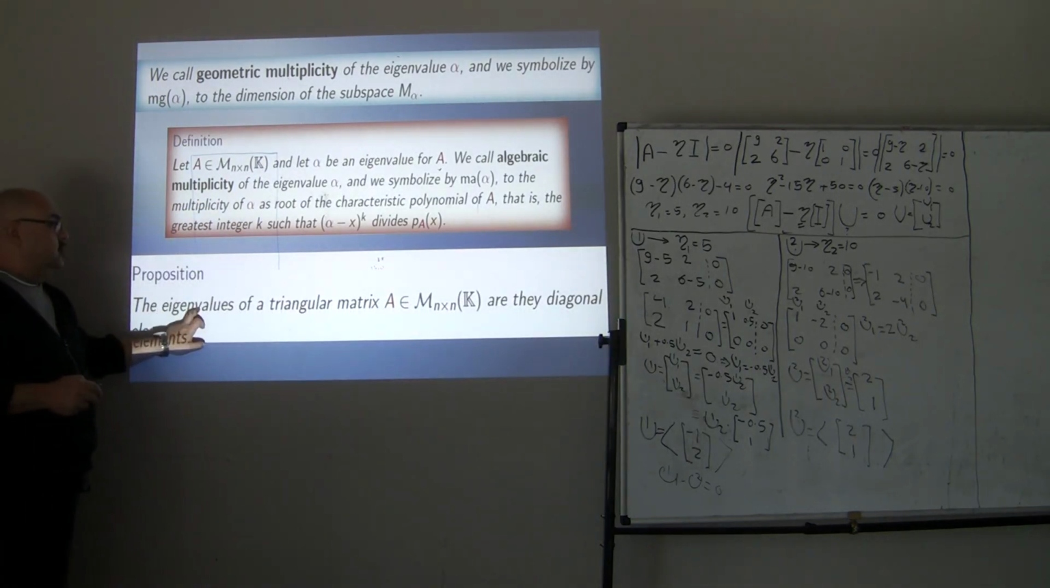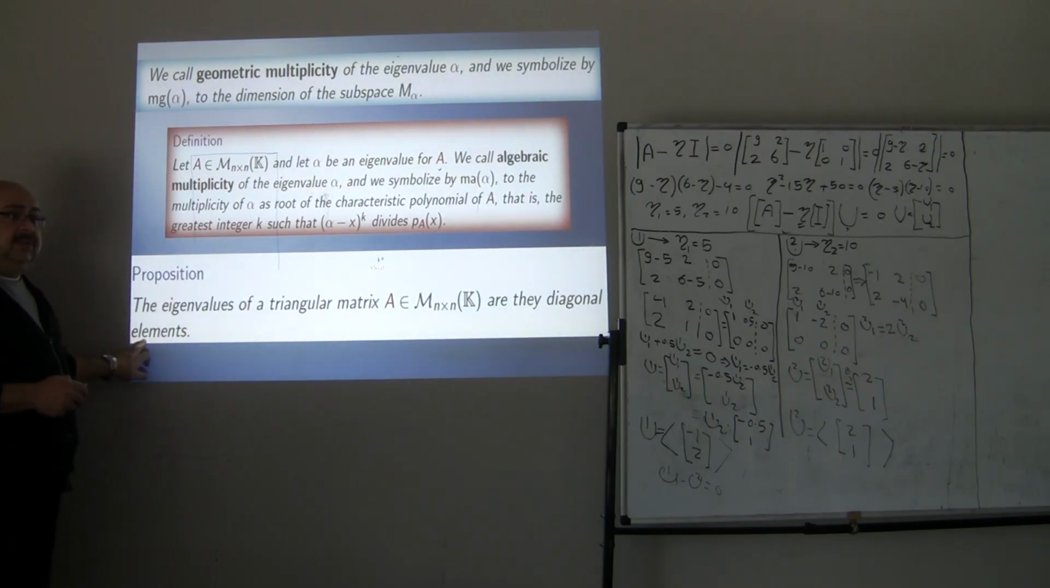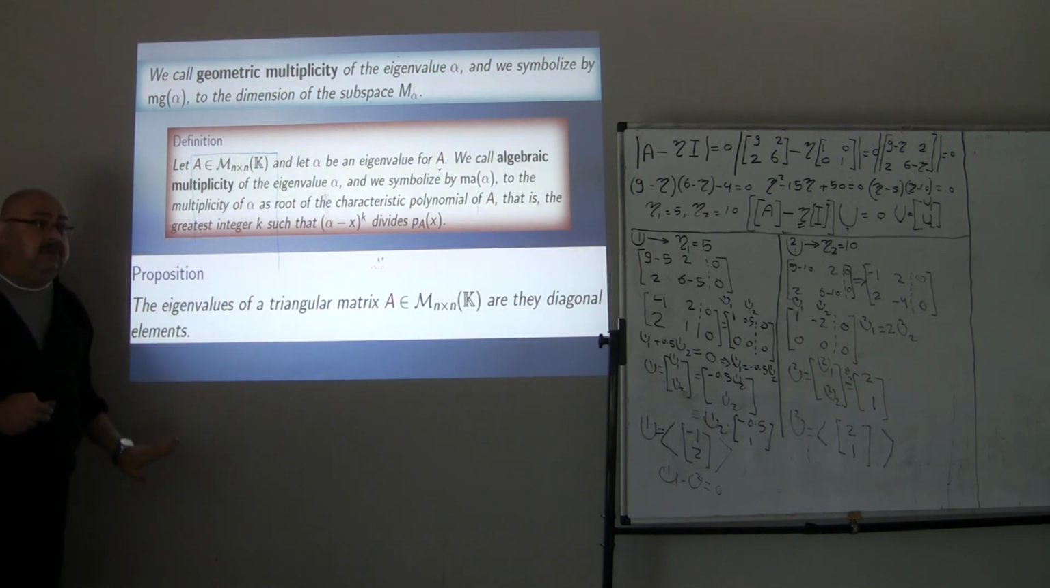Okay, the eigenvalues of a triangular matrix are the diagonal elements. If I have a triangular matrix, its eigenvalues will be very easy, because the eigenvalues will be the diagonal elements.